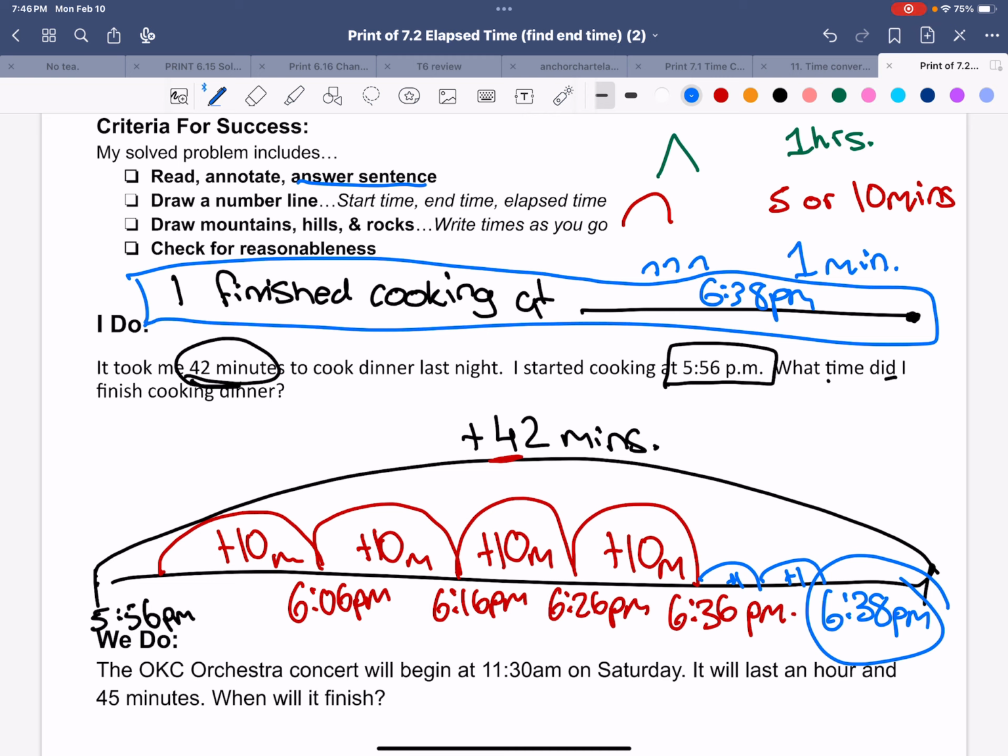Now going forward, we're going to double check that we have done all of our criteria for success. Did I read, annotate, write my answer sentence? Sure did. Did I draw a number line? Yes, I did. Did I draw my mountains, hills, and rocks? Yep. And then right at the end, we checked for reasonableness. Beautiful. Going forward, we're going to continue checking our criteria for success.